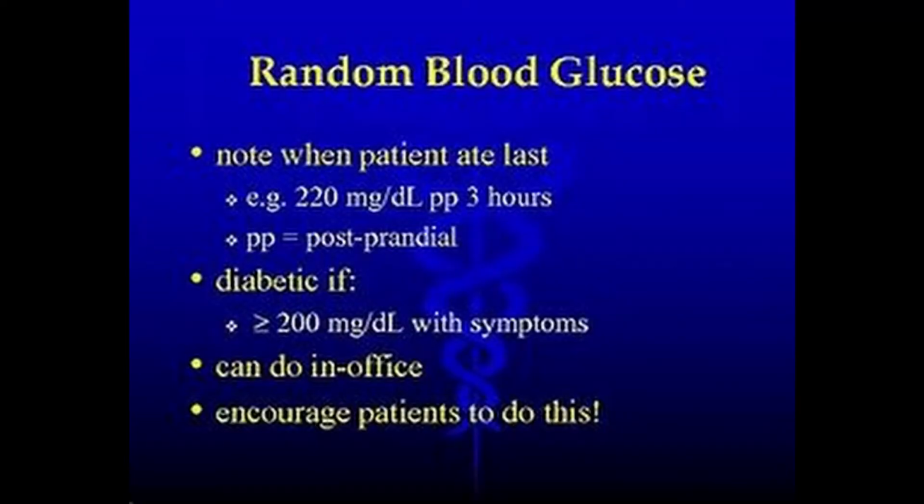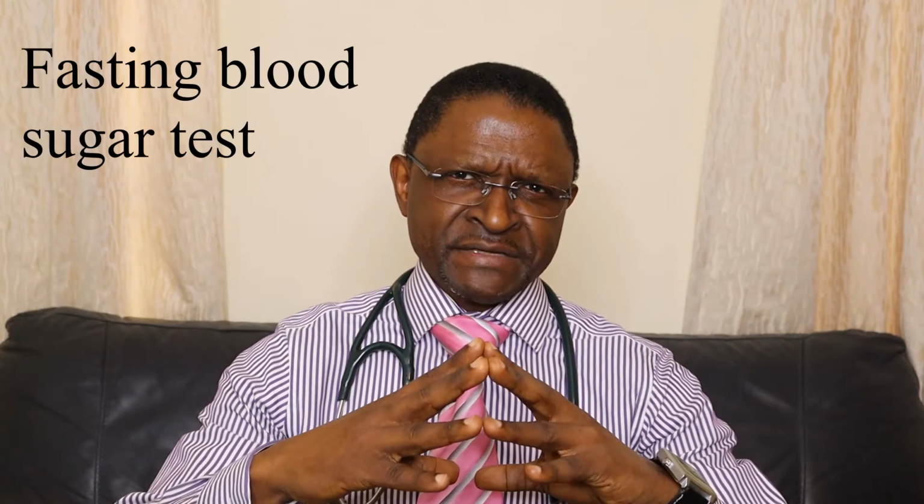If the random test is between 180 mg per deciliter and 200 mg per deciliter, the person is listed under pre-diabetic. However, if the blood sugar level is 200 mg per deciliter, that is 11.1 millimole per liter or higher, it may suggest diabetes, especially if there are other signs and symptoms of diabetes, such as frequent urination and extreme thirst.